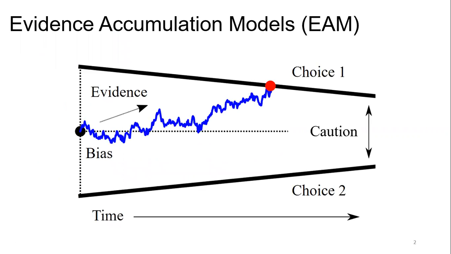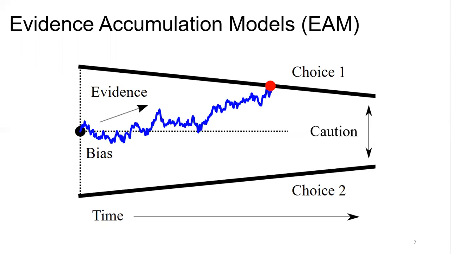Binary evidence accumulation models assume that there are two opposing decision boundaries corresponding to the two choices in the system, where the separation between them sets the degree of caution exhibited by the decision maker. Evidence begins accumulating from some initial bias corresponding to the black dot shown here on the left, where, for example, if this were higher and closer to choice 1, the decision maker would have a bias towards choice 1.